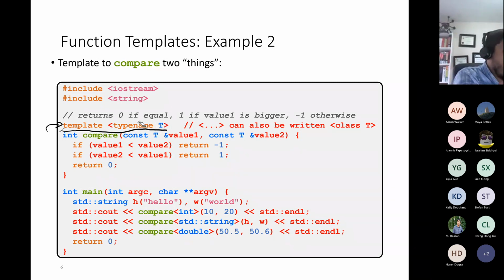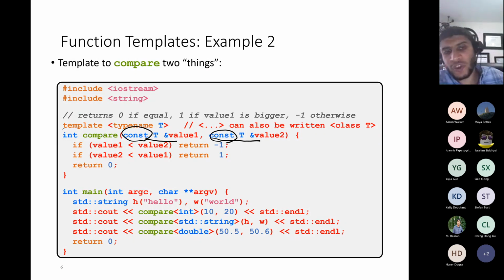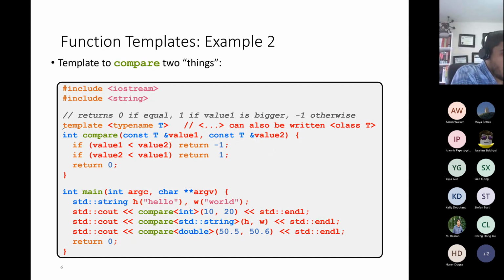And then I'm having my signature of compare. Instead of being dependent on a type, I'm making it dependent on t. I'm making it constant here because simply these are comparisons. I don't want to change the variables, but it doesn't really matter. And then I'm just simply taking the two values and comparing them. If value 1 is less than value 2, return -1. If value 1 is larger than value 2, return 1. If they are equal, you can return 0, right? So this is basically how it operates.